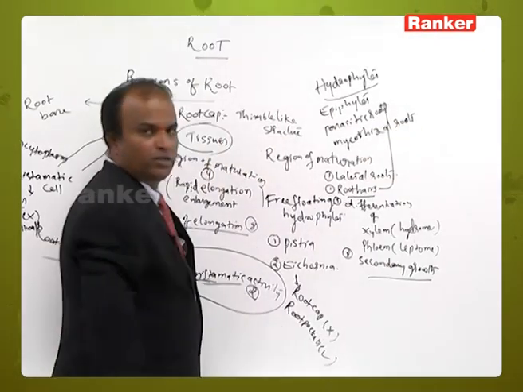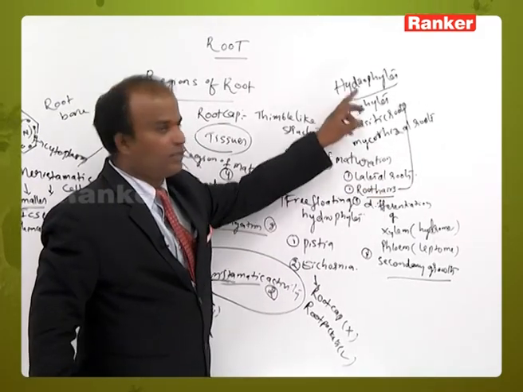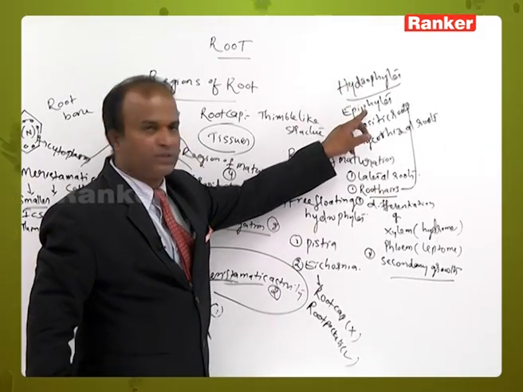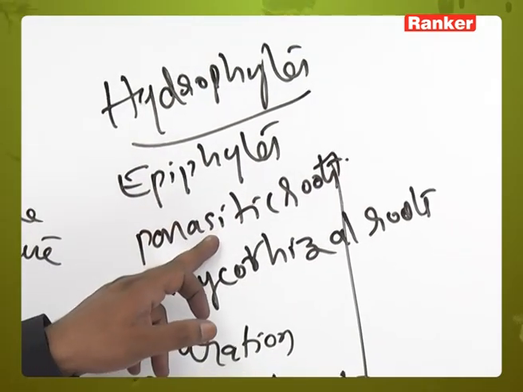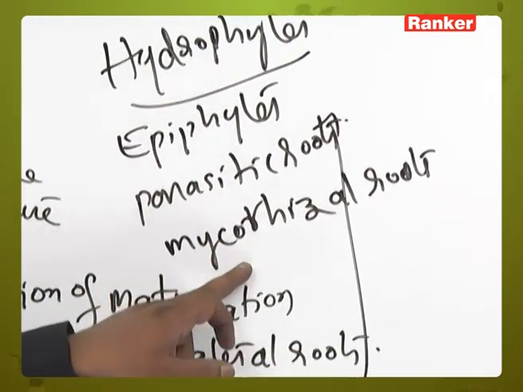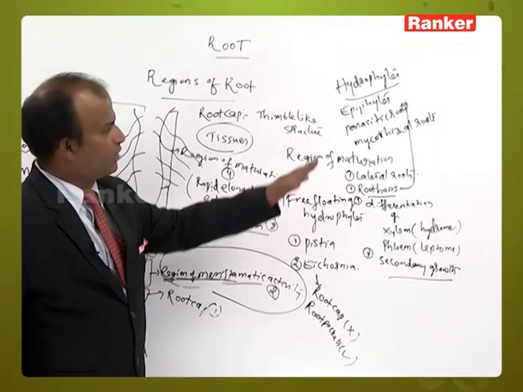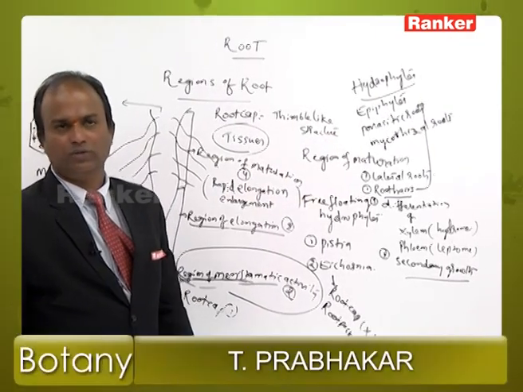To summarize, root hairs are absent in hydrophytes, epiphytes, parasitic roots, and mycorrhizal roots also.